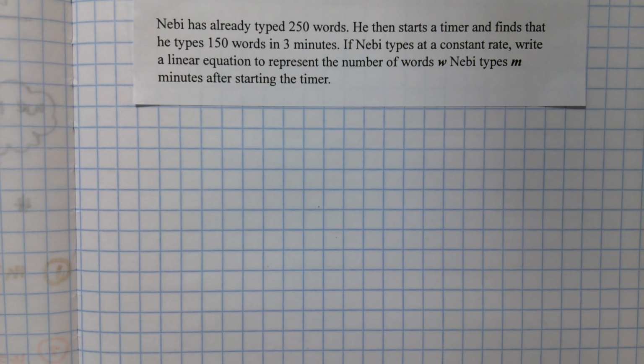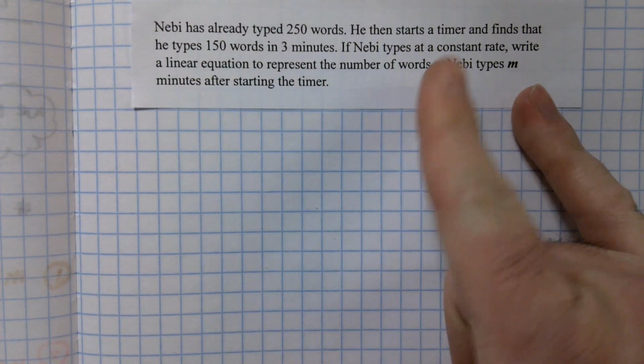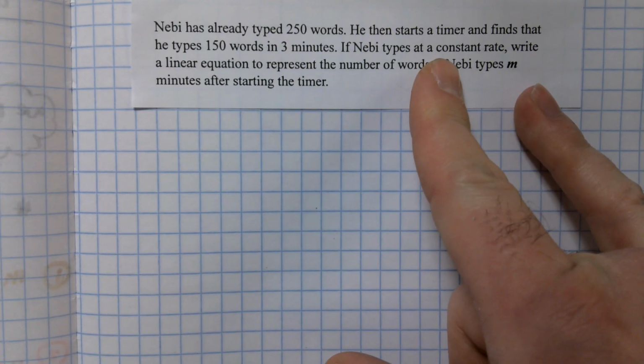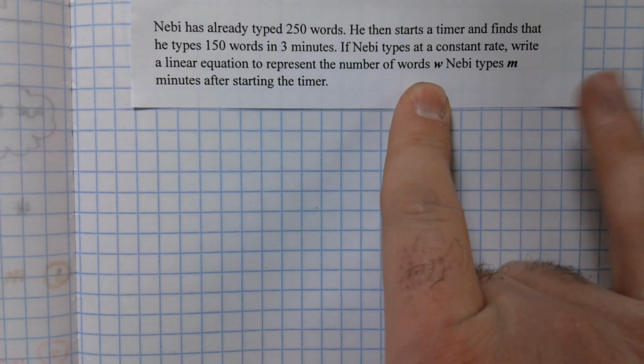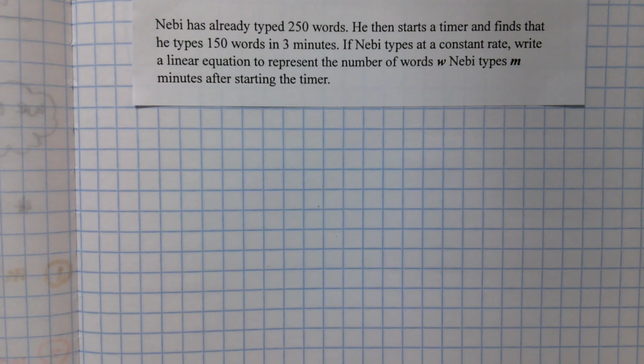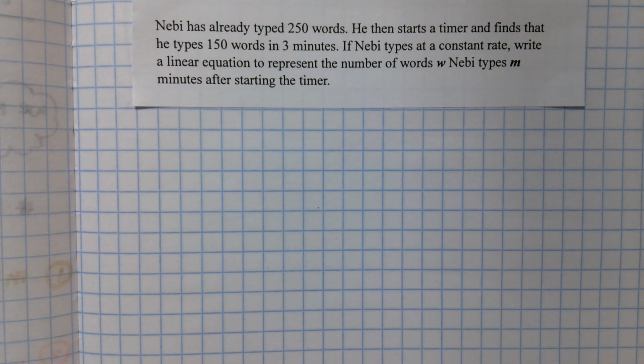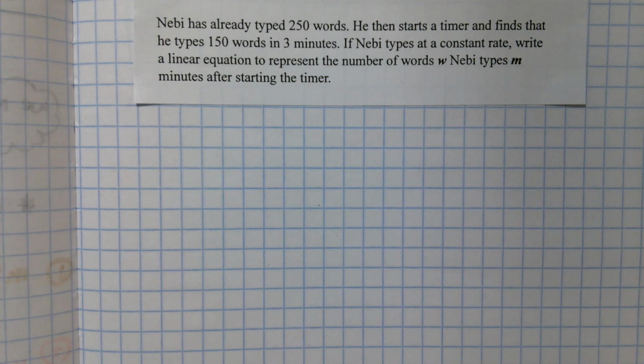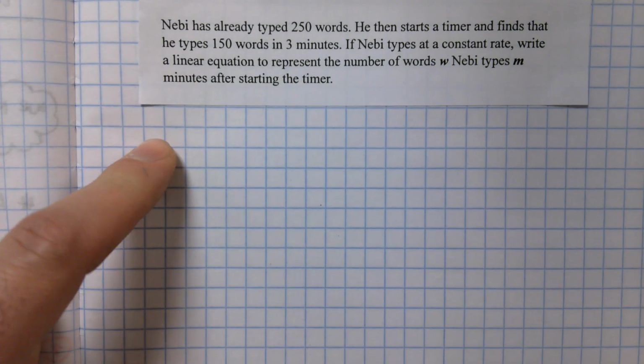Okay? So what this question tells me is that when I'm writing my equation, I'm not going to be using the letters x and y as my variables. I'm going to be using w and m. Okay, so instead of y equals mx plus b, it'll be like m equals wx plus b or something like that. Okay, let's figure out what's going on with these.